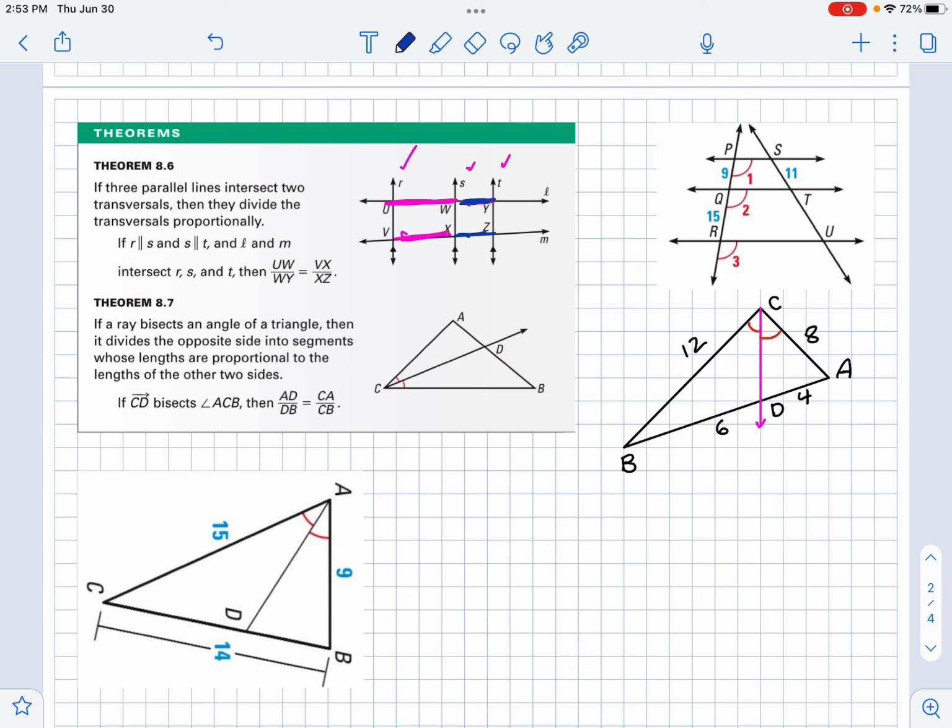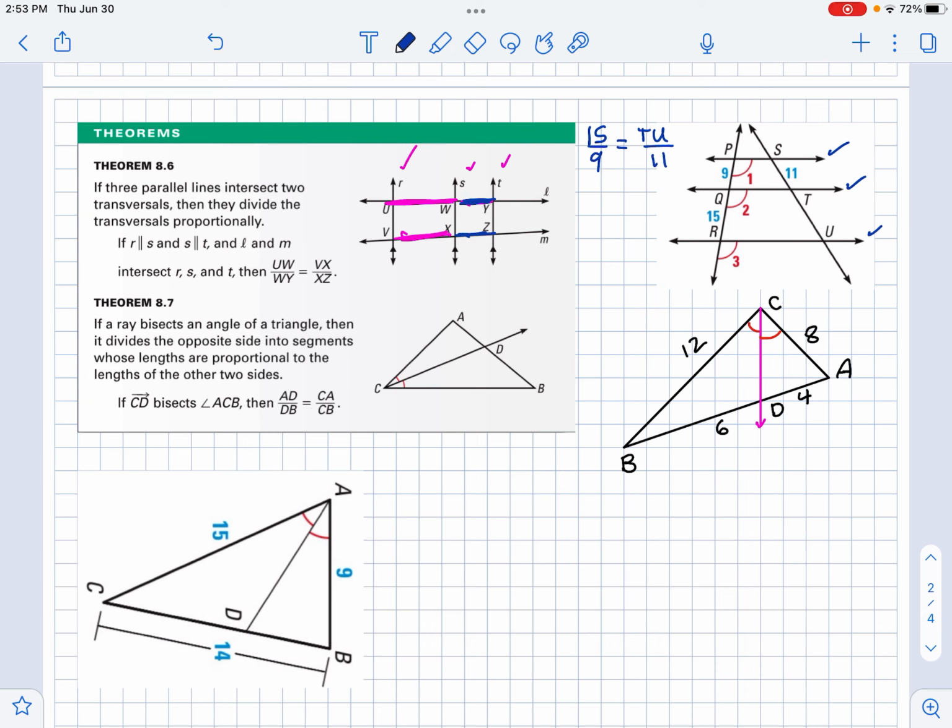Now let's see how that would play out over here. We've got three parallel lines intersecting these two other lines. So let's see what we've got here. We've got 15 over 9 equals TU over 11.